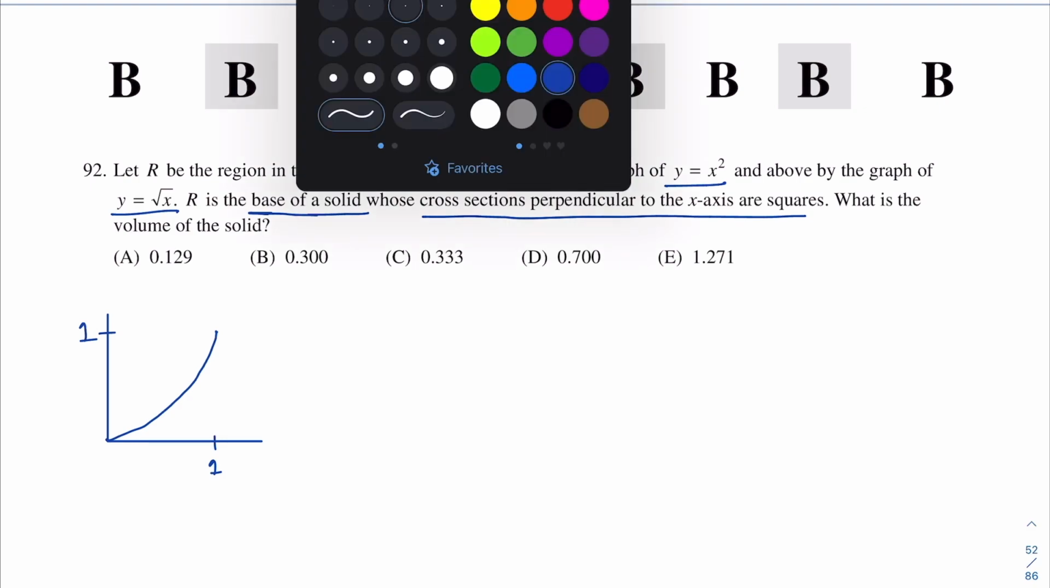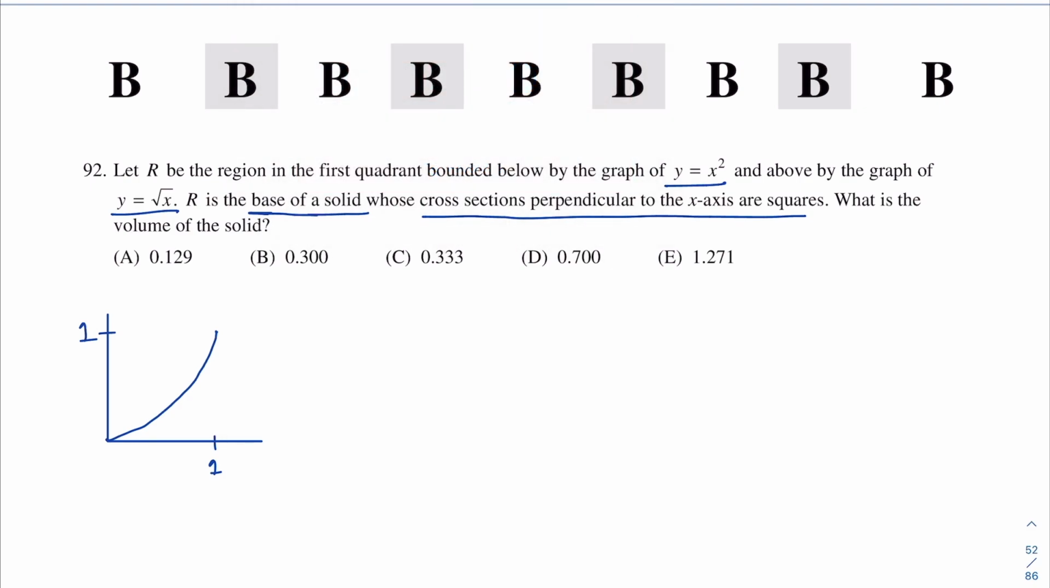And for our other equation, y is equal to the square root of x, well, this one looks something like this. The square root of 1 is still 1, but values above it are slightly bigger. And if you're uncertain of this, just plot it on your calculator and you'll see it's true. So this region R is in the first quadrant, and it's above our graph of y equals x squared and below the graph of y equals the square root of x.